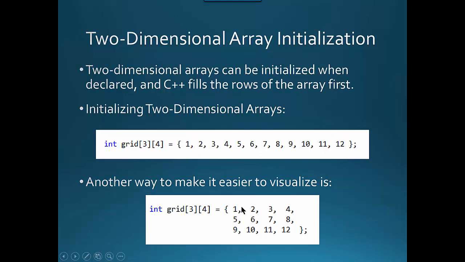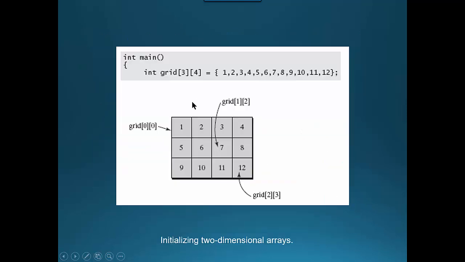And, if you wanted to, you could use the fact that in C++ it doesn't care about how you use your white space, so you could put carriage returns to kind of visualize this table, if that makes it easier for you. And so, this is what's being represented in the computer, and this is how you would visualize it. Perhaps, if we were looking at grid 0, 0, that'd be element 1. If we're looking at grid 1, 2, that's element 7.